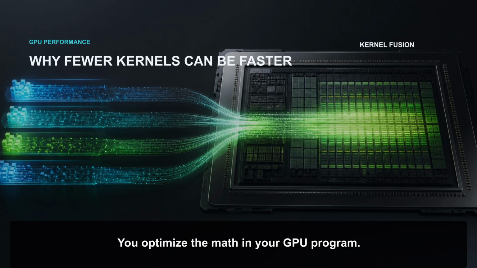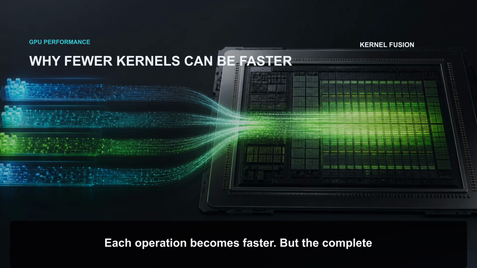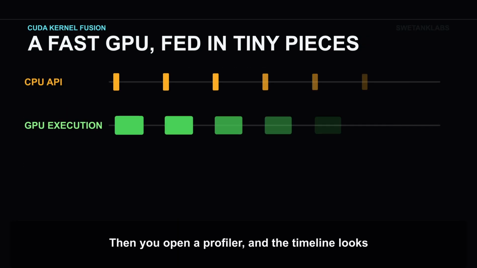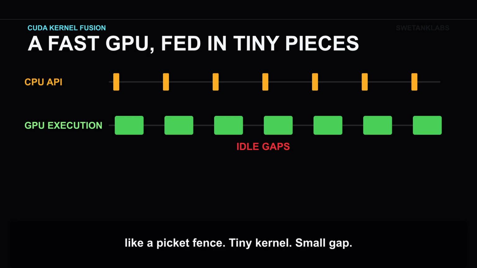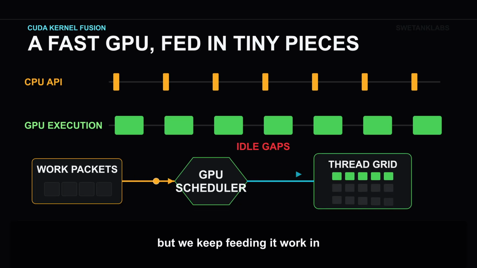You optimize the math in your GPU program, each operation becomes faster, but the complete application barely improves. Then you open a profiler and the timeline looks like a picket fence. Tiny kernel, small gap, another tiny kernel, another gap. The GPU is powerful, but we keep feeding it work in very small pieces.